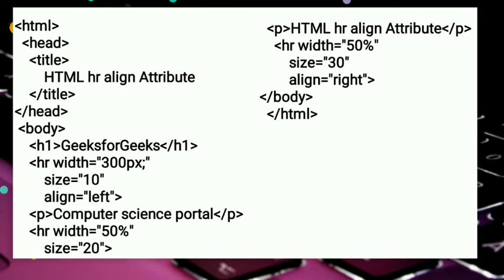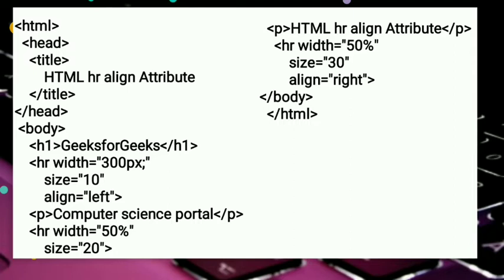Here you are seeing the code. Inside the body tag, I am giving the first line as h1. Later I will explain this tag, h1 tag. Now leave this one. And next one is HR width is equal to 300 pixels. Okay, so this is the width attribute, HR width attribute. And again size equal to 10, align is equal to left.